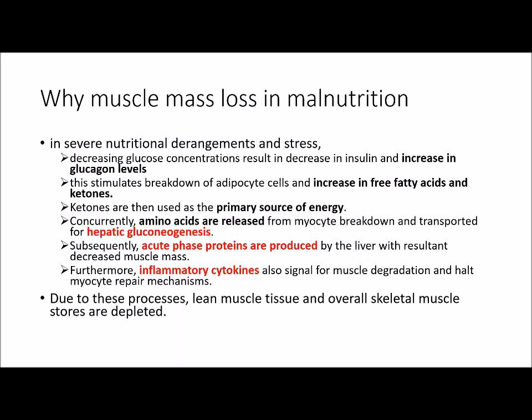By neoglucogenesis. And how's that? By increasing the release of free fatty acids. So adipocytes are broken down and there's a release of increased fatty acids and ketones. Ketones are burned at this particular point, right? They're used as the primary source of energy. So instead of glucose, now ketones are providing the source of energy.